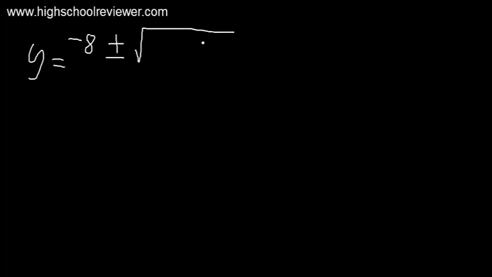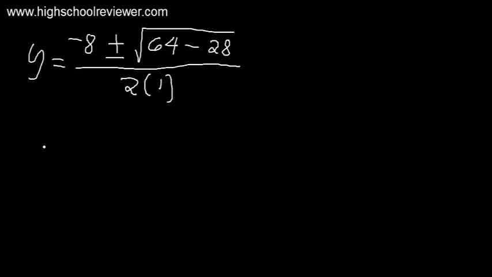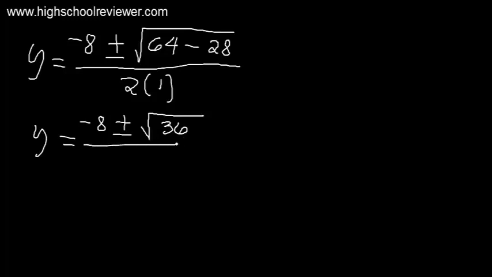So our b is positive 8, and 8 raised to the power of 2, that will give us positive 64, minus 4 times 1 times 7, that will be minus 28 all over 2 multiplied by a, which is positive 1. So this will give us negative 8 plus minus the square root of 64 minus 28 is positive 36 all over 2. So our y sub 1 here, we will have two values.